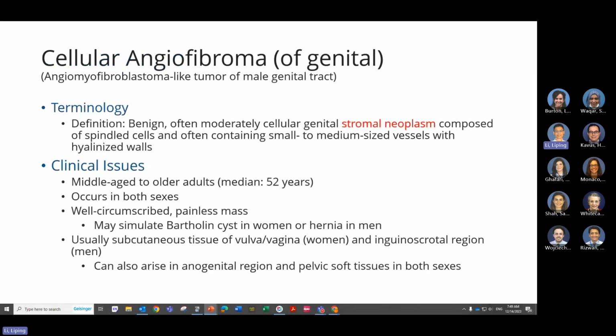So let's move to the other one. Oh, this one is really interesting because this is cellular angiofibroma. I would like to add "of genital" because in soft tissue, as far as I know, there are at least 4 entities we call angiofibroma, and all of them are not related. Can anyone say the other angiofibromas? What is the location of the others? Anyone have any idea? One location is the face.